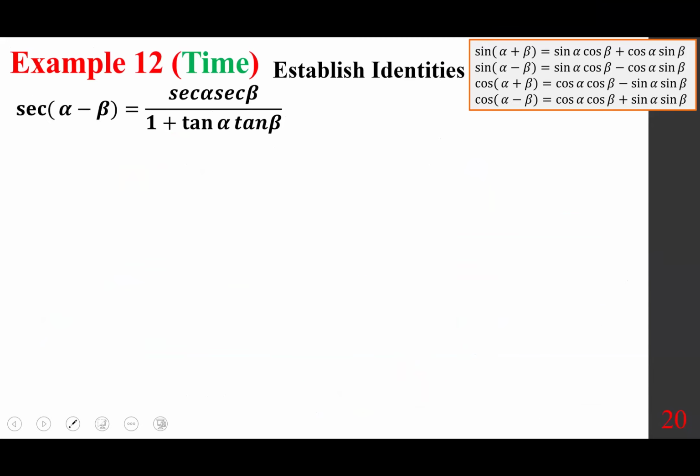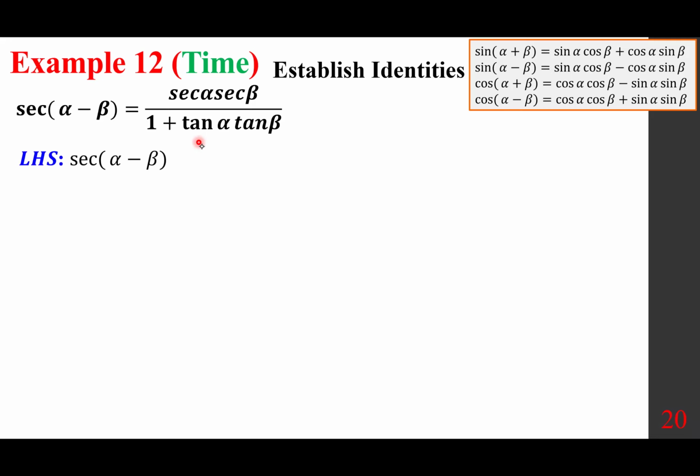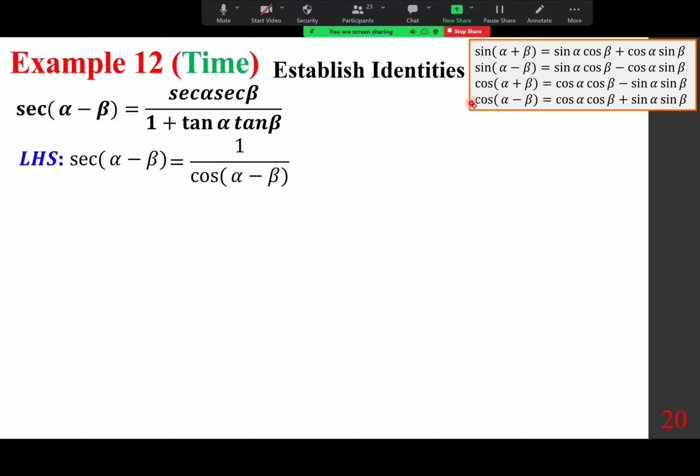Let me quickly look at one more example, just in case. Secant of alpha minus beta is secant alpha secant beta over 1 plus tan alpha tan beta. And we can actually look at both methods, going from left to right and right to left. So from the left-hand side, we want secant of alpha minus beta. And we know secant is 1 over cosine. So 1 over cosine alpha minus beta. Okay. Cosine of alpha minus beta is cosine alpha cosine beta plus sine alpha sine beta. So we are looking at the left-hand side.